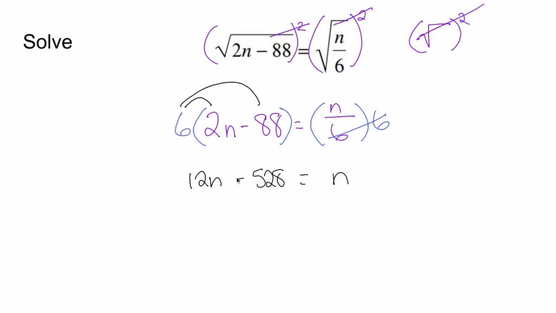I have an n on the left and an n on the right. Usually I try to get rid of the variable on the right, but not this time, because if I get rid of it, I'll have two things on the left. What I really want is one thing on the left and one thing on the right. So I'm going to subtract 12n from both sides. Drop down the negative 528 equals negative 11n.